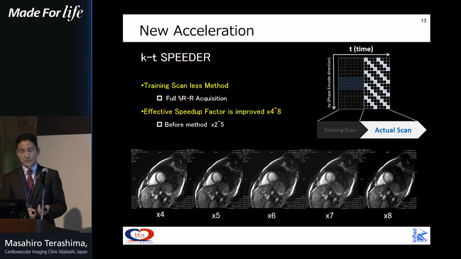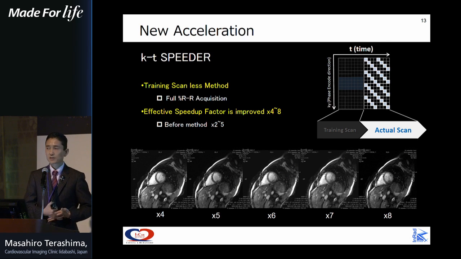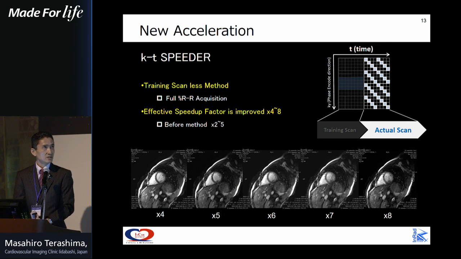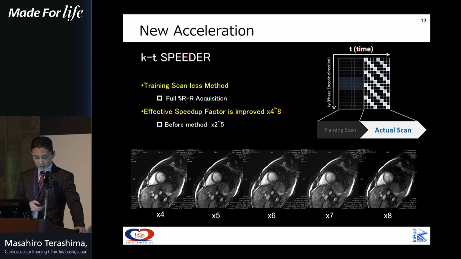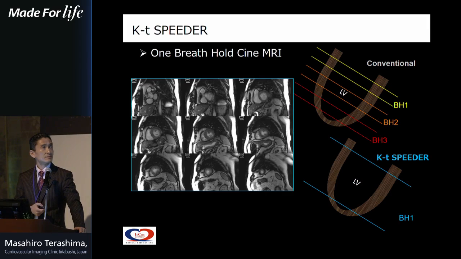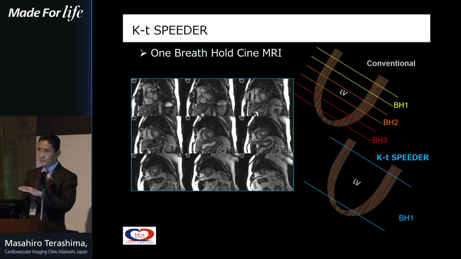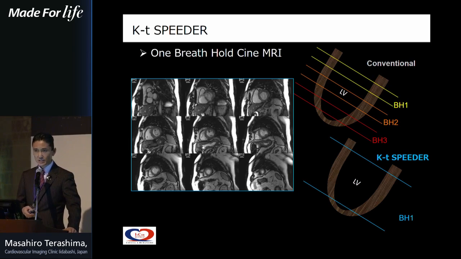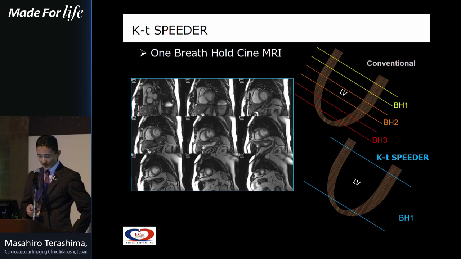Another application to make cardiac MRI study shorter is a parallel imaging technique. The newly introduced technique is KT speeder. This is the next generation acceleration system to make the cardiac MRI study shorter. With this system, in just one breath we can get multiple planes of short axis imaging. It's a very effective system to make the cardiac MRI study shorter.